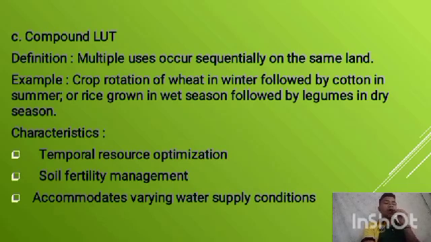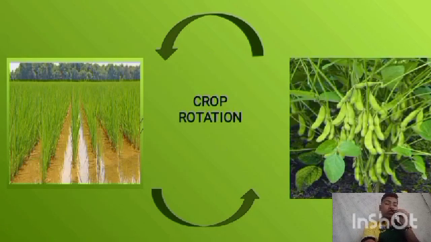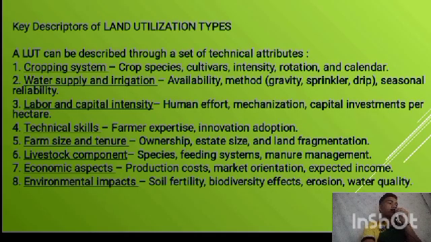Compound land utilization type. The difference of compound from multiple land utilization is that it follows a sequential pattern. For example, crop rotation: wheat in winter followed by cotton in summer, or rice grown in wet season followed by legumes in dry season.